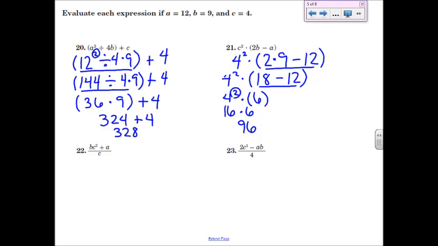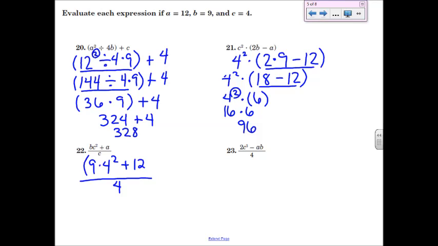I have a fraction, and I'm going to treat the fraction like it has parentheses on top. You treat the top and the bottom of a fraction until you just have a number on top of a number, and then you end with division. So I have b times c squared plus a all over c. So b is 9 times c is 4 squared plus a is 12, and then all over c is 4.